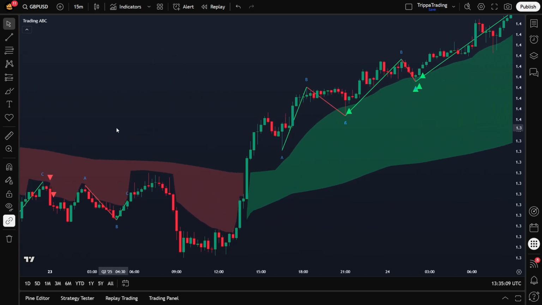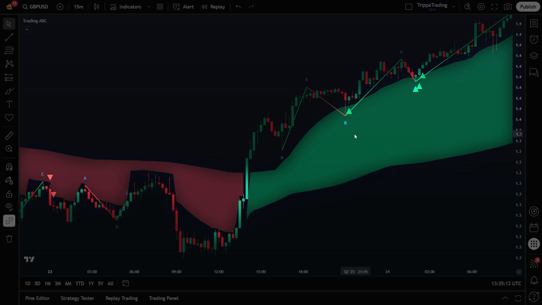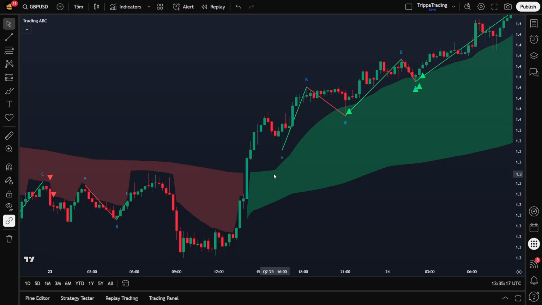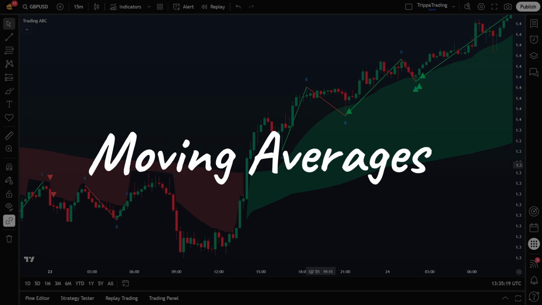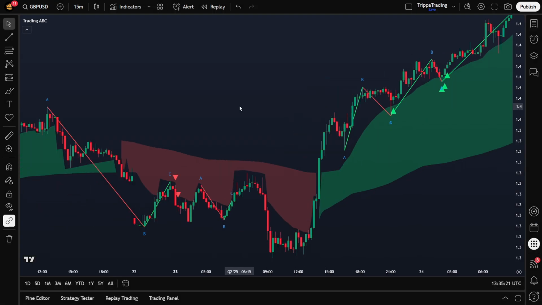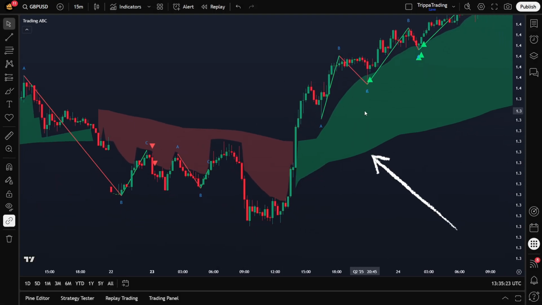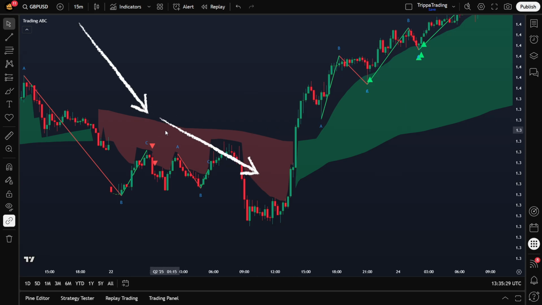This indicator also comes with a trend cloud that helps you quickly identify whether the market is trending up or down. It uses a mix of simple and exponential moving averages to build this cloud. If the cloud is green, the trend is up. We're only looking for buy setups. If the cloud is red in color, it's a downtrend, and we only look for sell trades. The cloud gives you a quick trend filter, so you're always trading with the dominant direction.